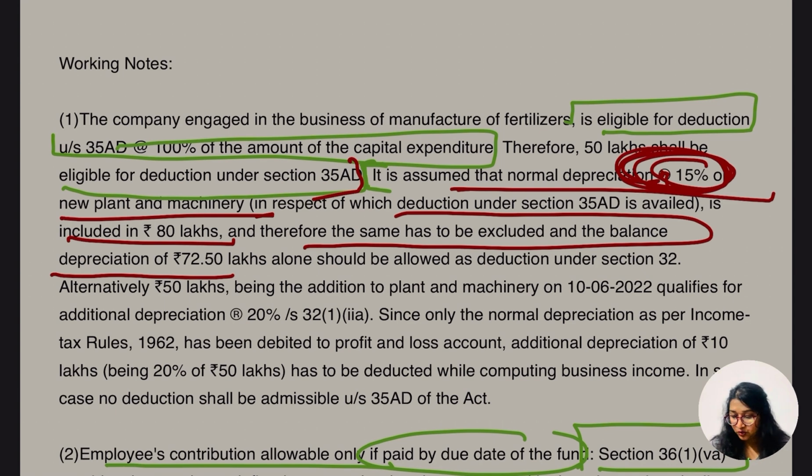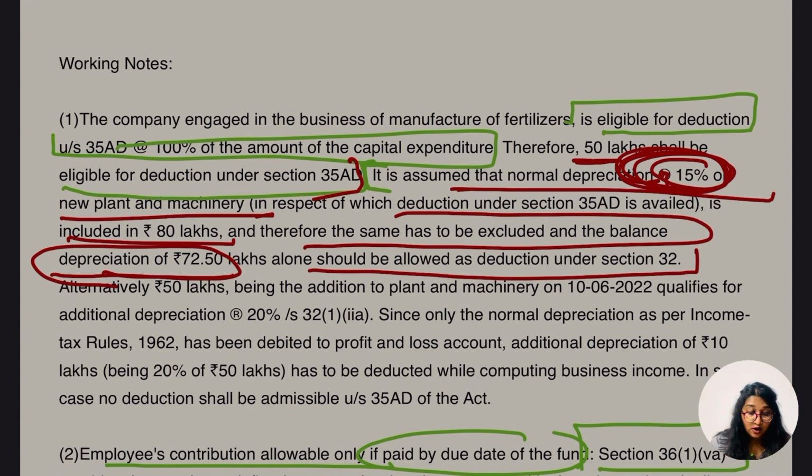But how have they computed it? Let me tell you. 15% of 50 lakh is 7,50,000. 15% is the depreciation rate, right? 50 lakh ka 15% is going to be 7,50,000. And from that 80 lakh we are going to deduct this, for the purpose of computing the total income as per the specified business under 35AD. So we have 70,50,000. Okay, so this is going to be deducted as depreciation. Only that should be allowed as a deduction under section 32.